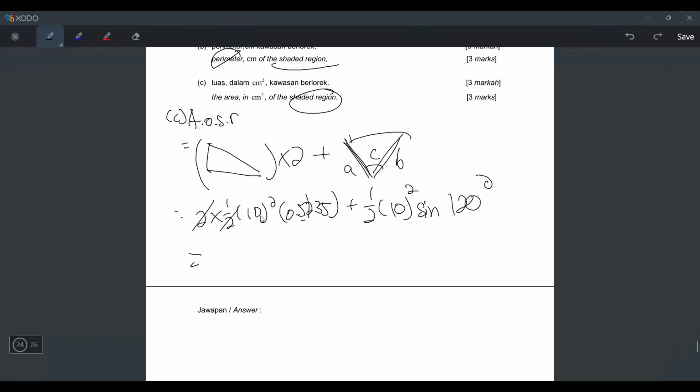Okay, 2 and 2 can cut. 100 times 0.5235, I don't think you need calculator, 52.35, right? 10 square can cut with 2, become 50. So 50 times sine 120, let's press. 43.30. And then tekan answer plus with 52.35, it's 95.65.